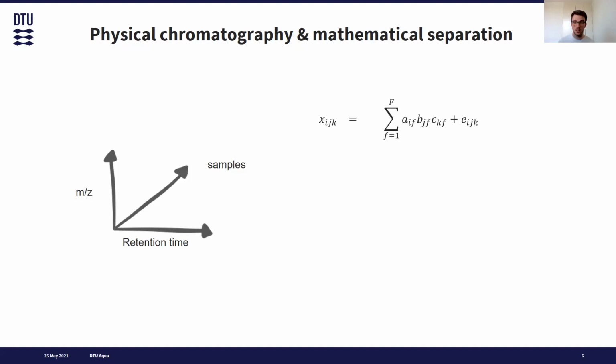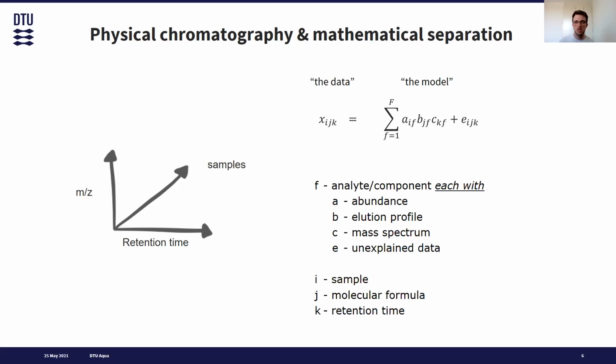And such a model exists. It would look something like this. We have the data, so that's the total observations on the left, and then a sum of different analytes describing this raw data, that would be the model. It consists of a sum of different analytes or components.